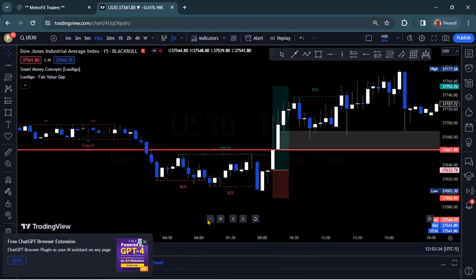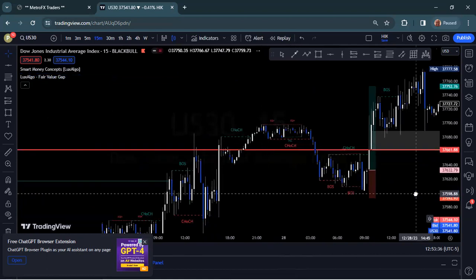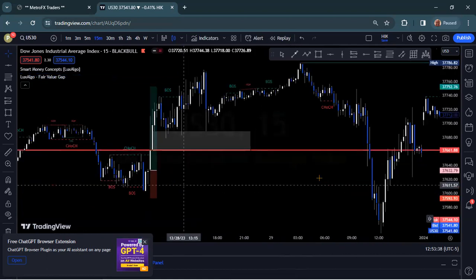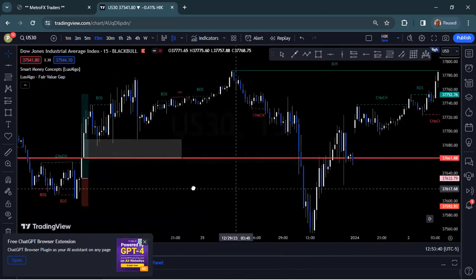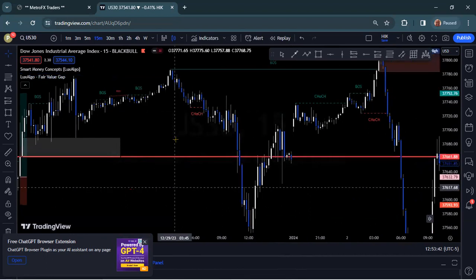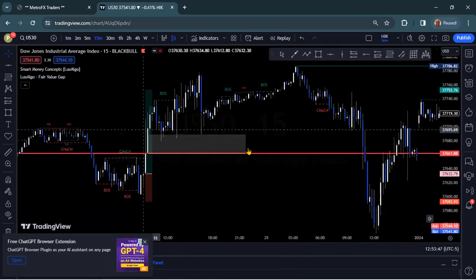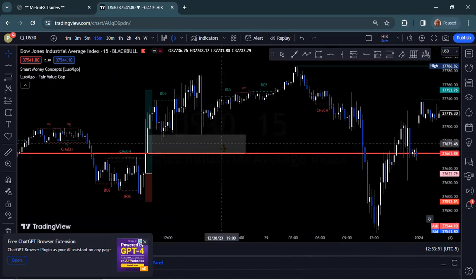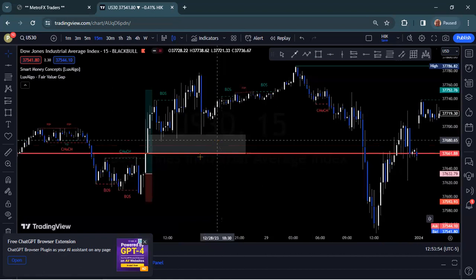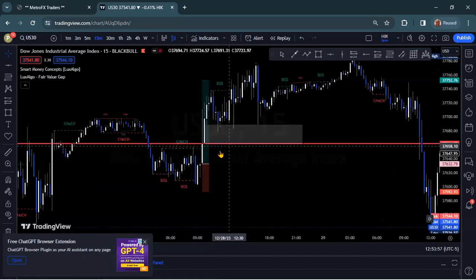Probably not live because the market's not live. Okay. So when the market's live, you'll be able to see the fair value gaps. And it pretty much shows you where the fair value gap is. This particular area right here would be considered a fair value gap, where the market has to come back and fill the fair value gap. Okay. Which it did right here.